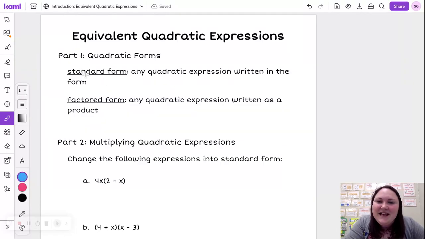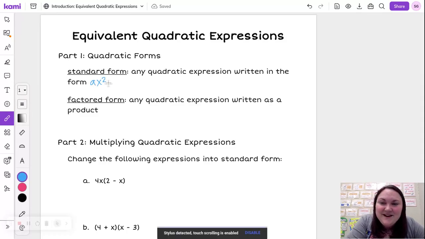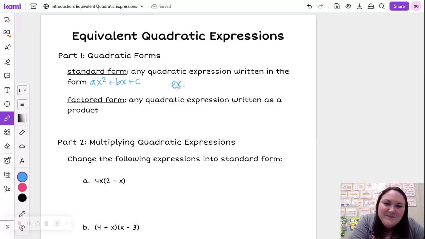Standard form is going to be any quadratic expression written in the form that I've given you in previous lessons. The form ax squared plus bx plus c. I love examples when I'm talking about different forms. So examples could be some of these we've seen in the past. Things like 200 minus 16x squared, or expressions like x squared plus x plus 1. Those are our standard form.